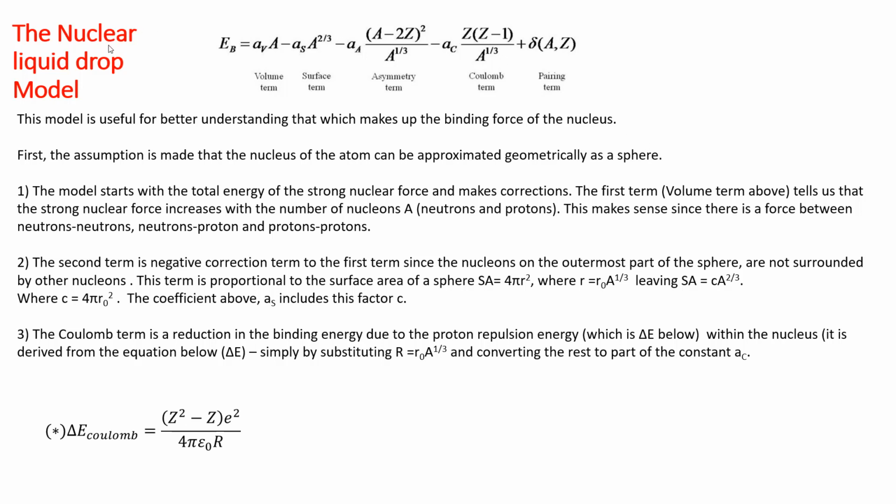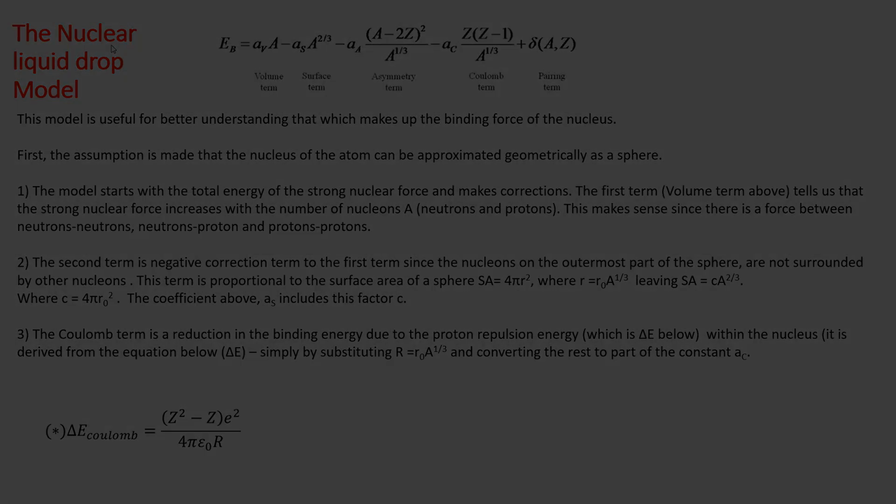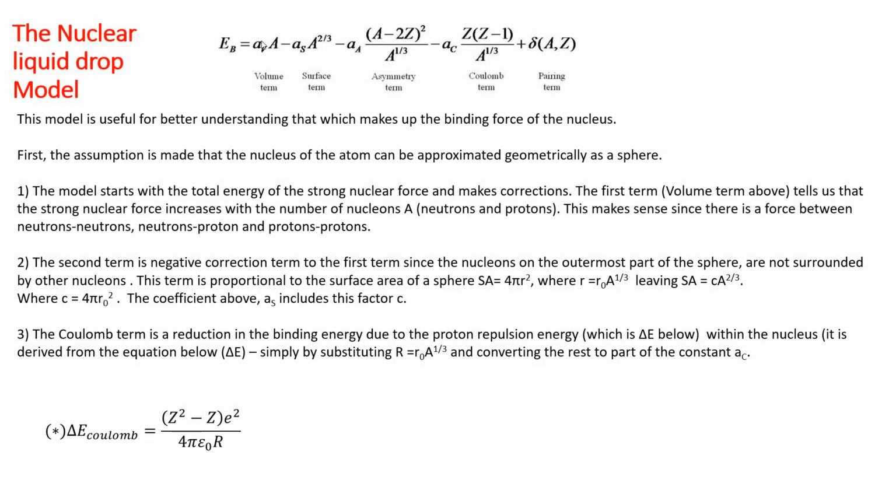It's called the nuclear liquid drop model, and it consists of many energy terms. The strong nuclear force, this term right here, is called the volume term. It's equal to a constant, and they've actually computed these constants, times the number of nucleons. That makes sense since there's a force between neutrons and protons, and protons and protons, so it increases with the number of protons and neutrons.